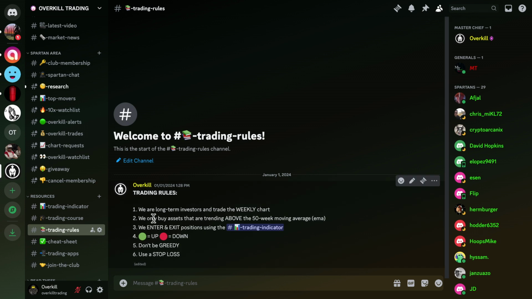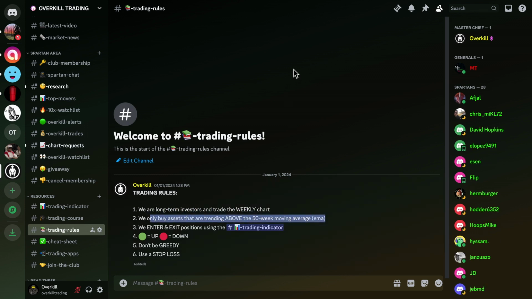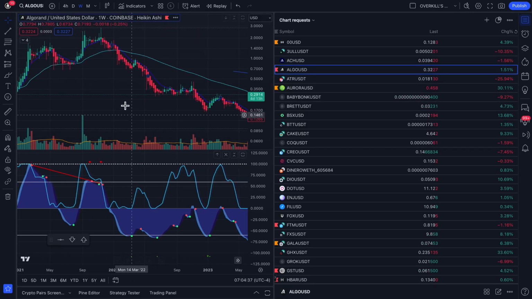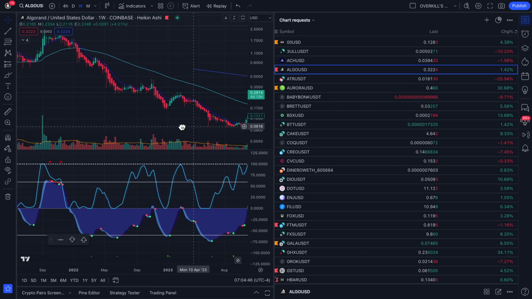So rule number 2, check. Rule number 1, again, weekly traders. Rule number 2, we are only trading assets above the 50-week moving average. Let me show you what that means. We don't want to buy the green dots when we're below the 50, because when we're below the 50, we're in a downtrend. We buy here, get crushed. We buy here, get crushed. We buy here, get crushed.